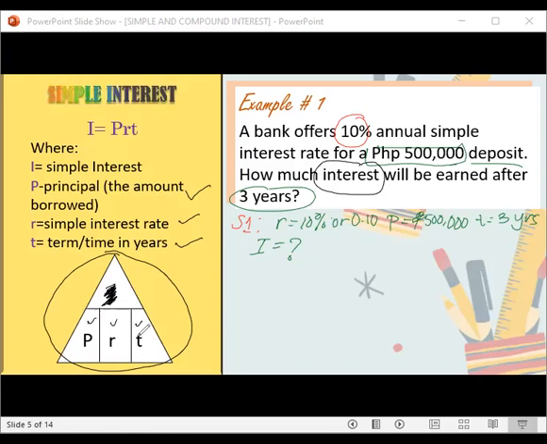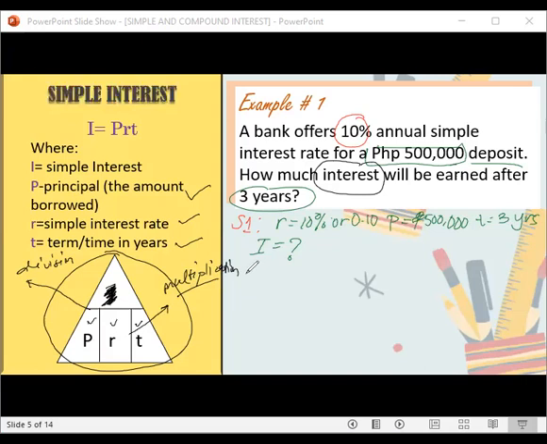So, ang gagawin po natin dyan, ito kasing vertical line, it symbolizes multiplication, while the horizontal line symbolizes division. So, dahil P, R, and T yung natitira at vertical line to, so we are just going to multiply the principal, rate, and time to each other.